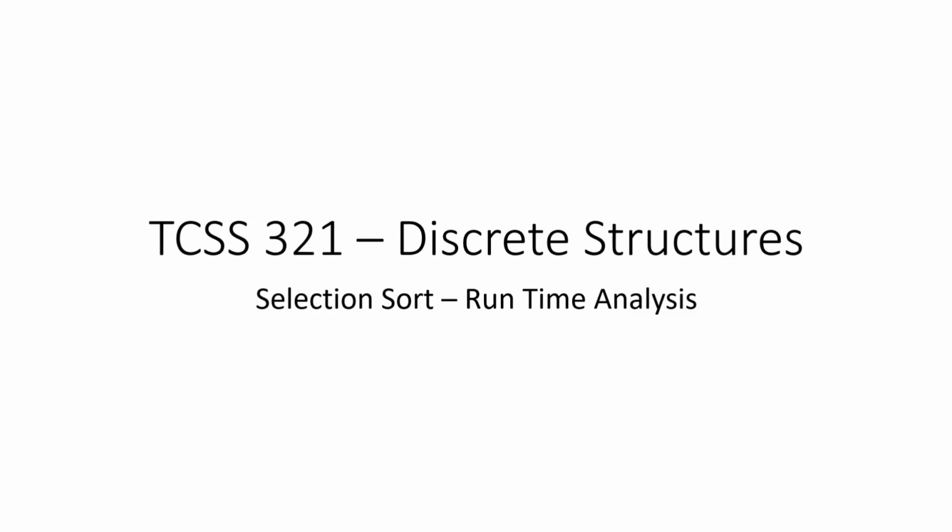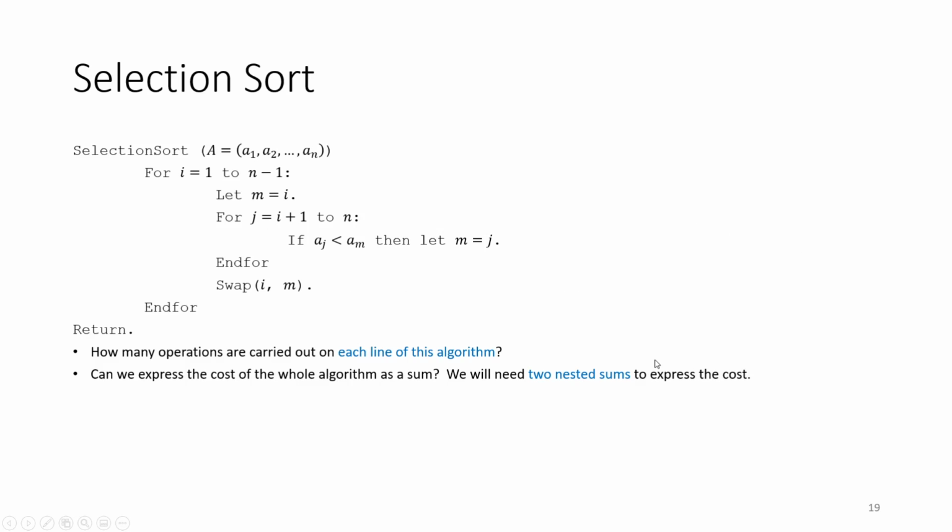All right, welcome. In this video, I want to continue my analysis of selection sort. We did a proof of correctness in the last video with a loop invariant. And now I want to look at runtime analysis. So let's take a look at the number of operations carried out.